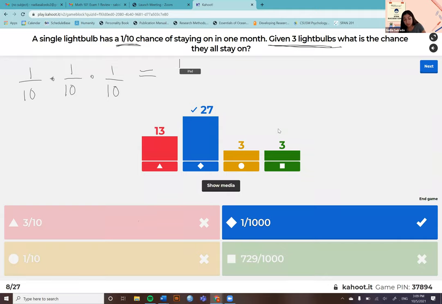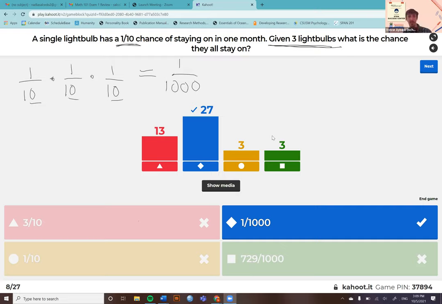1 times 1 times 1 is just 1. And then 10 times 10 times 10, an easy trick is to just leave it as the 1 and then add the 3 zeros, 1, 2, 3. So 1 in 1,000. So there's a 1 in 1,000 chance that all 3 light bulbs will stay on. If that makes sense. If you want to put questions in the chat or want me to re-explain, I don't know if that helped. Hopefully that helped.